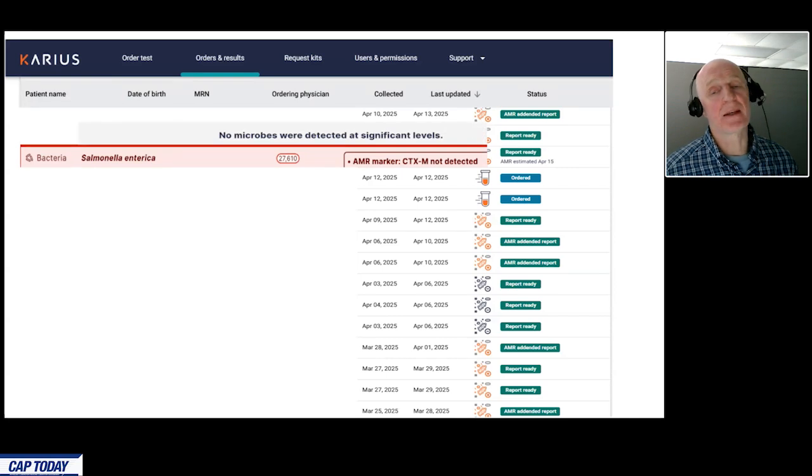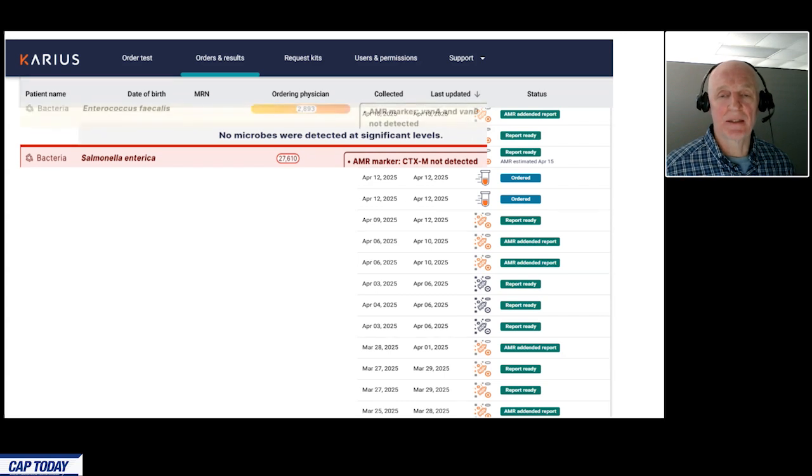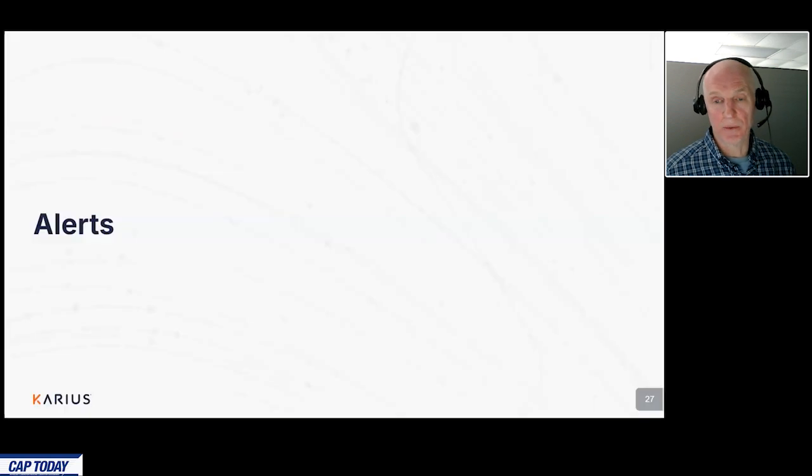alluded to. If there are no microbes detected other than background, this is the result you'll get in less than 48 hours. And then this top patient on this screen was a patient who had Enterococcus faecalis detected in less than 48 hours. And then the VAN A, VAN B screen came back the following day. So ultimately, complete information was obtained in less than 72 hours.